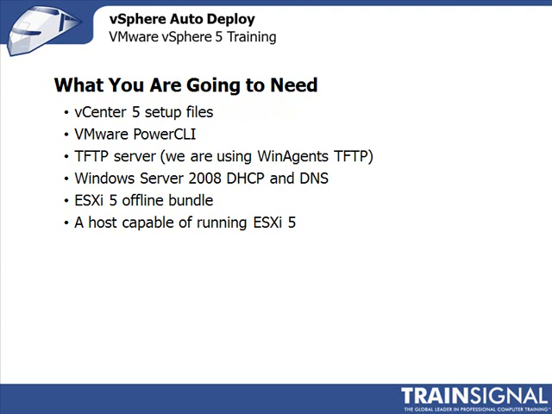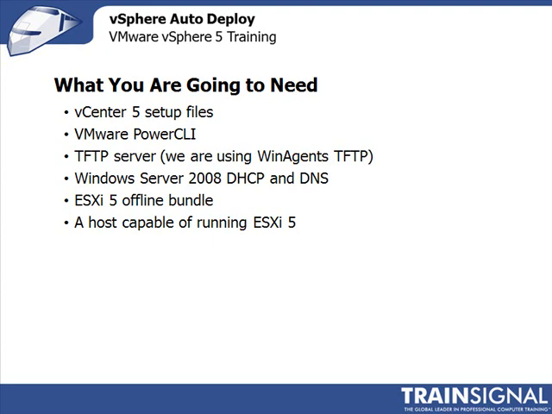So what are you going to need to follow along? Well, you're going to need the vCenter 5 setup files for sure. You're going to need VMware PowerCLI. You're going to need a TFTP server of some sort. Again, we're using WinAgents TFTP. You need Windows Server 2008, DHCP, and DNS if you want to follow along with exactly what we're doing.